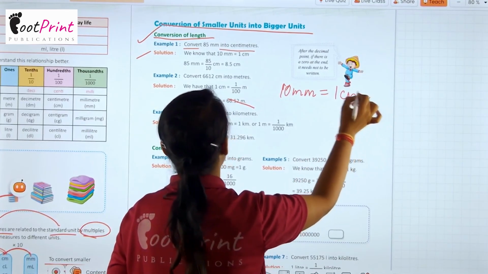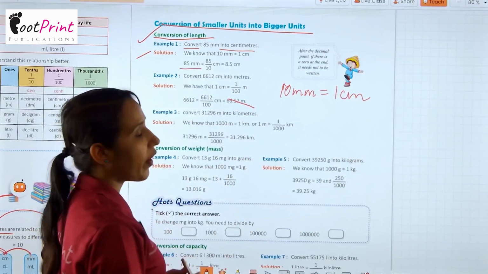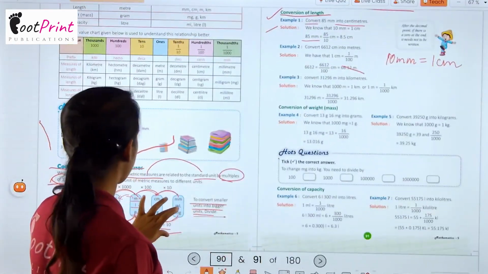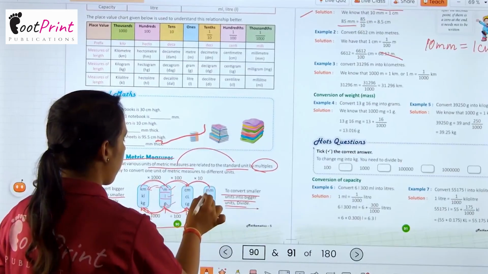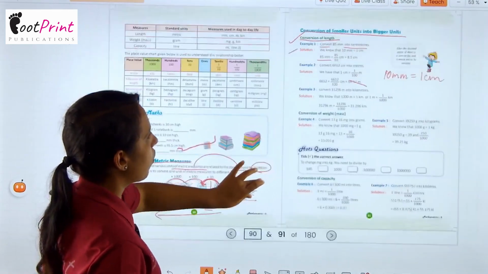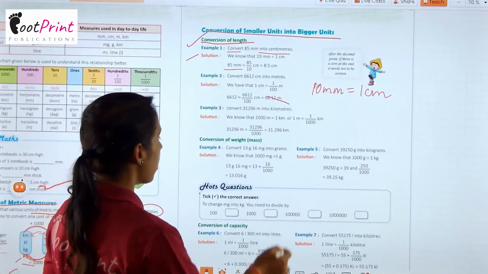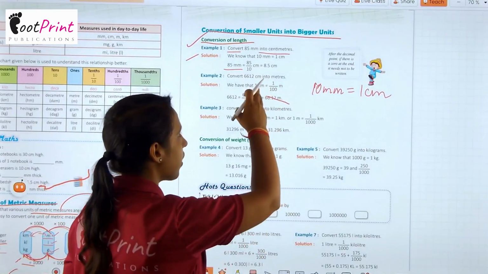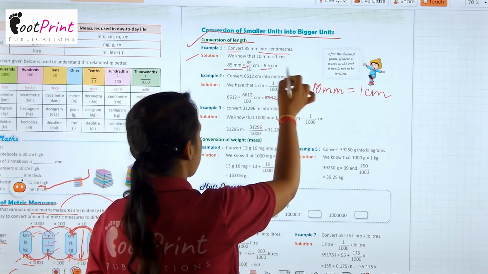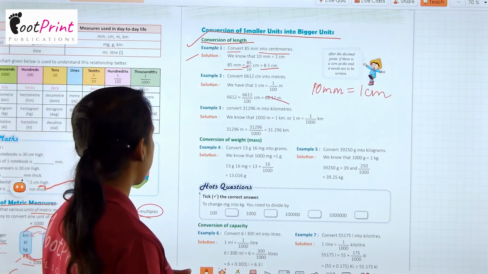Okay, so if we want to find out millimeter to centimeter, means smaller unit to bigger unit. So what we do? We divide it. Okay, smaller to bigger. So we will divide it by 10, means 85 upon 10, and now we can convert it into decimal, that is 8.5 centimeter.